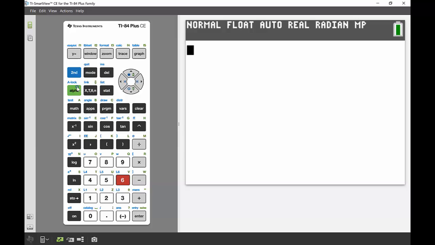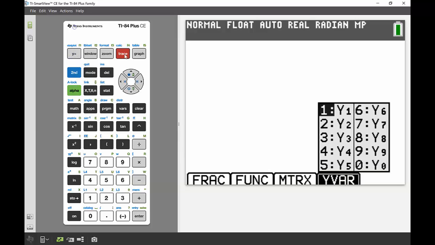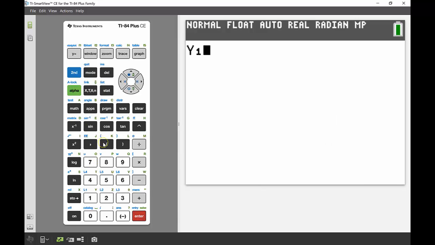So again, I'm going to do a couple of little calculations here. First, what I'm going to do is find the y-intercept. So I know I put my equation into my y equals. So I'm going to go alpha f4, and that brings up my y1 into my main screen. And I'm going to sub 0 into that equation by just taking y1 of 0. And I can see that I get a y-intercept at 6.